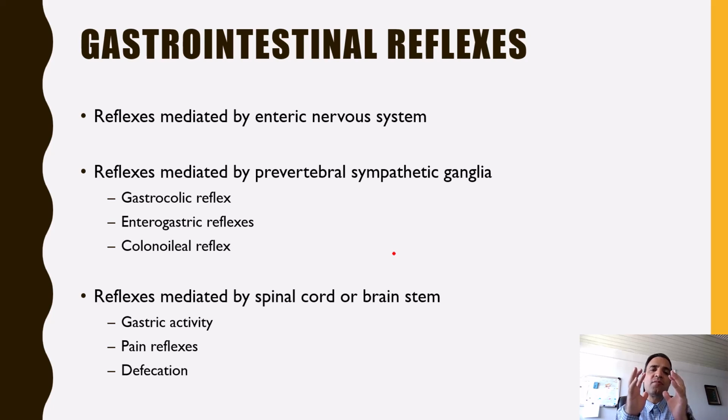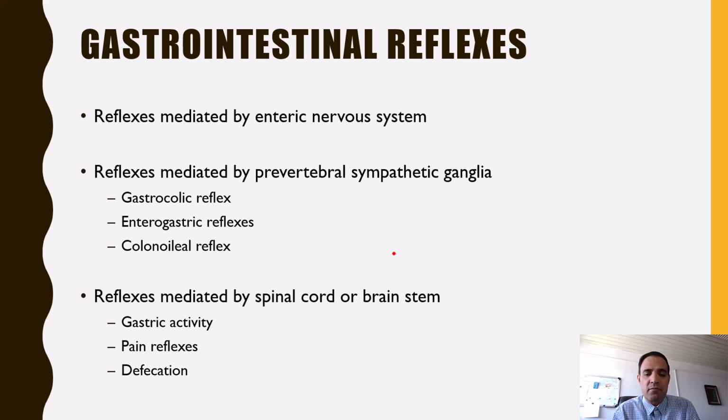When it is stretched, regardless of the local reflexes that it generates, such as secretion of acid and contraction of the stomach, the stomach also sends information to the paravertebral ganglia, and by using the autonomic nervous system, sends back a response to the colon. In fact, the gastrocolic reflex is generated. The stomach will send information to the colon and stimulate its activity.